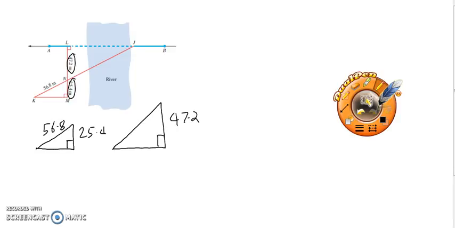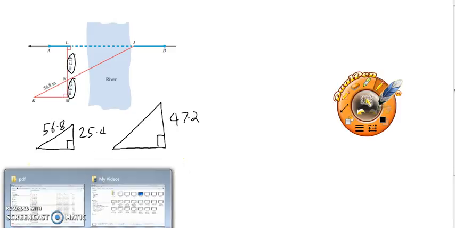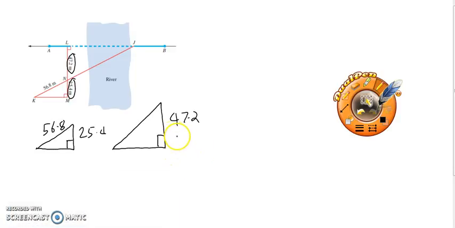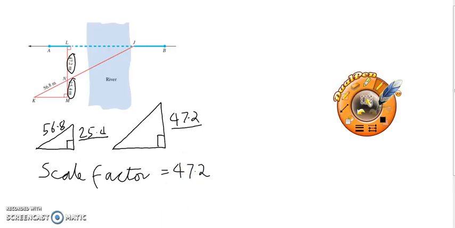So what we're going to use here is a ratio. So the big one is just a ratio bigger than the small one. So we've got to figure out the scale factor. And what we do is we compare similar sides to do that. So this one here gets compared to this one here. So what we can do is the scale factor equals 47.2 divided by 25.4.